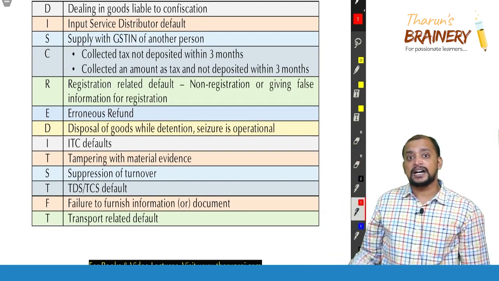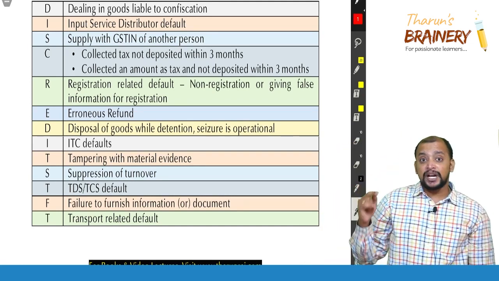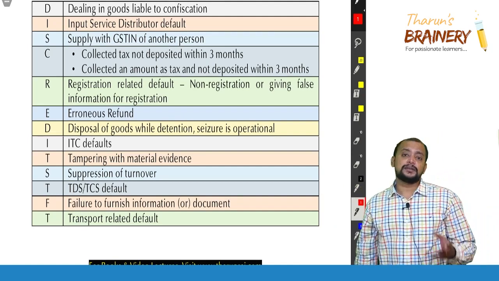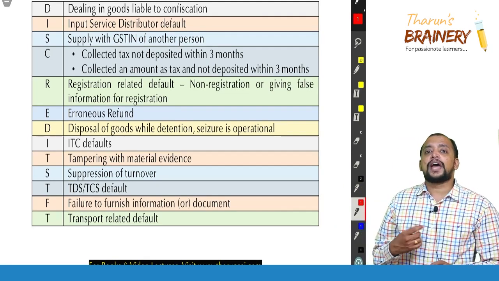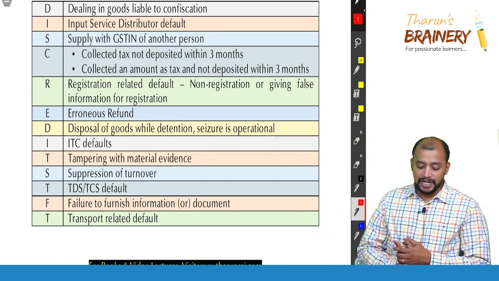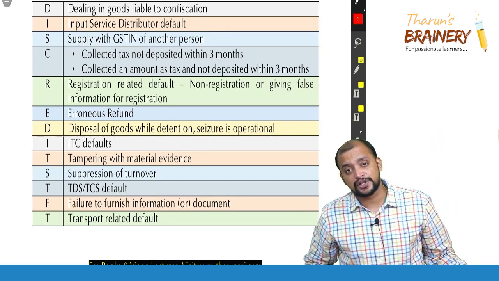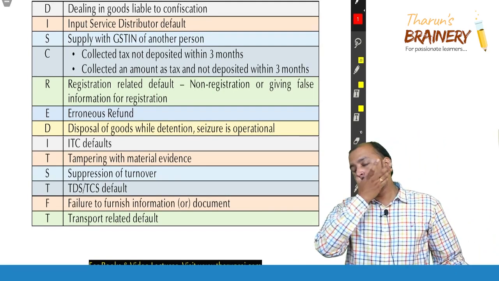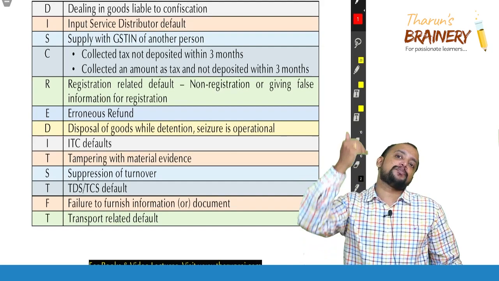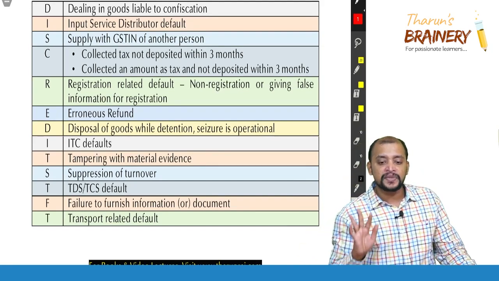ITC default, T for tampering material evidence. There is some evidence that you try to tamper. Okay, so that is tampering material evidence. S for suppression of turnover. That is, you cross the threshold limit, but you are suppressing your turnover and not getting registered. That is suppression of turnover.